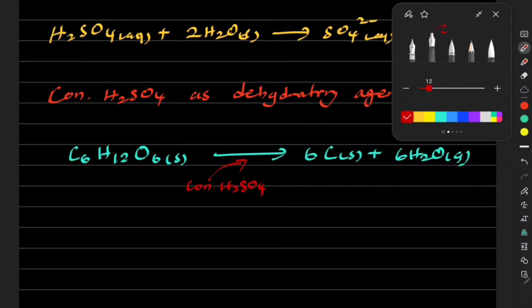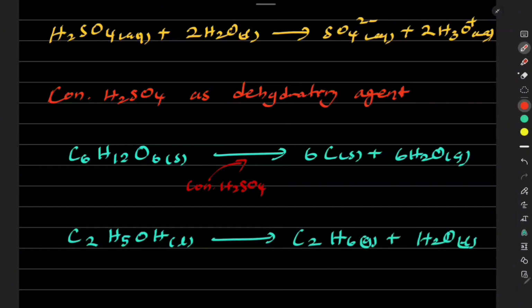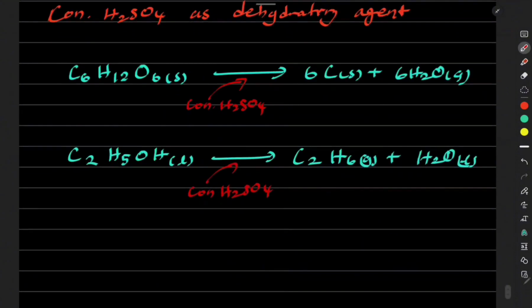The next reaction: C2H5OH, which is a liquid, forms C2H4 gas plus H2O liquid. For this reaction, we should add concentrated H2SO4. If we add concentrated H2SO4 to glucose, it will act as a dehydrating agent. It will remove water from the glucose.